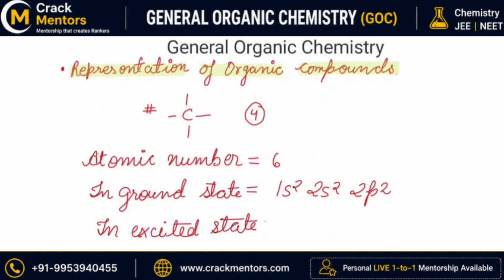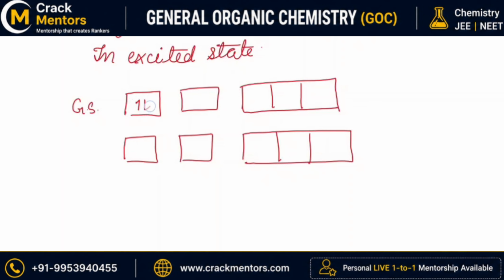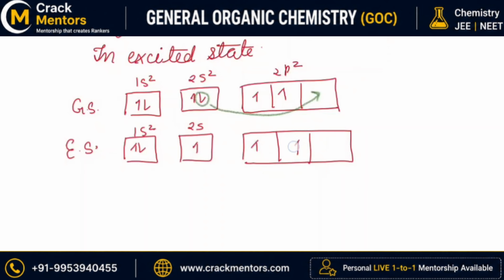The atomic number is 6, therefore in ground state the electronic configuration will be 1s2, 2s2, 2p2. If I draw the positions of electrons in the ground state, this is 1s2, this is 2s2 and here 2p2. Now, it is due to Hund's rule of orbital diagram. In excited state, it becomes 1s2, 2s1, and this electron becomes unpaired and comes here. So it will be this.